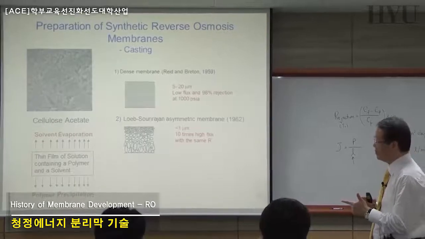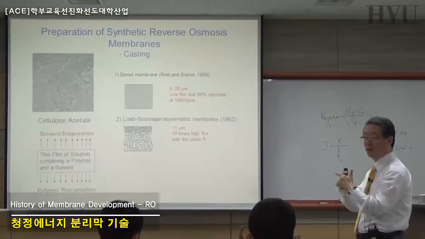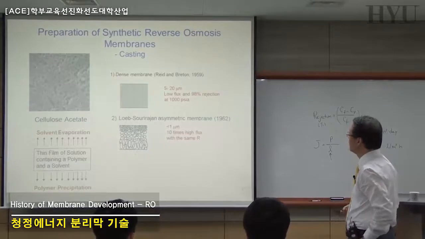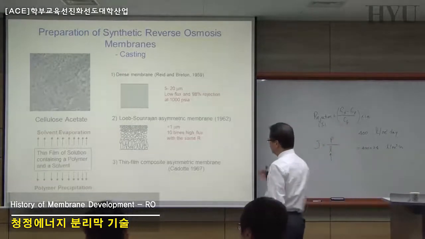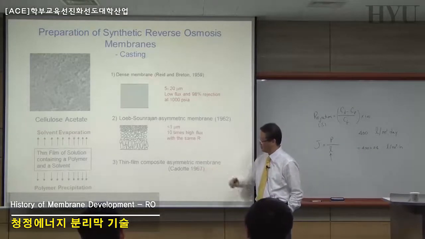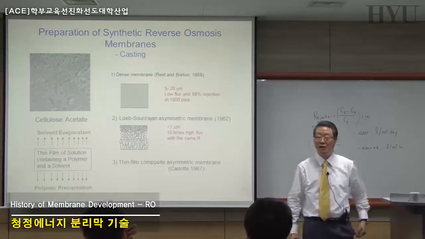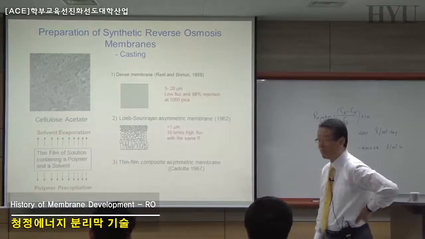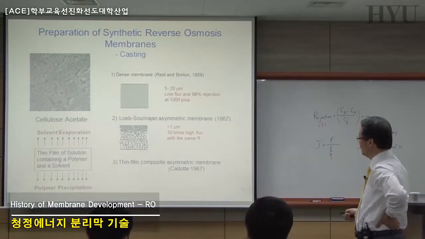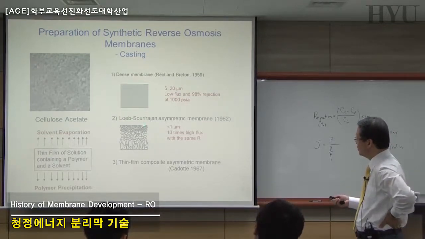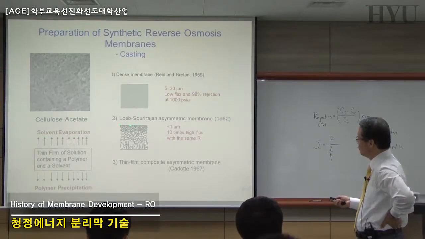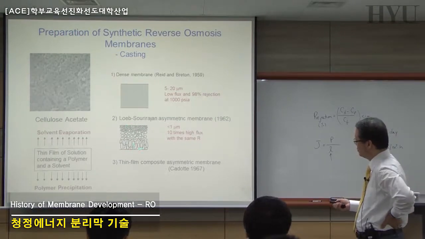The flux depended upon the geometry of the membrane itself. Okay. So those are the two very important things. I wanted to note that this is Cadotte, the 1967 discovery about the TFC, thin film composite membrane. Now, a thin film composite membrane is one where you have the same asymmetric structure, but if you look at this structure, you have the same polymer from the top to the bottom. Okay, although the membrane geometry is a little different.